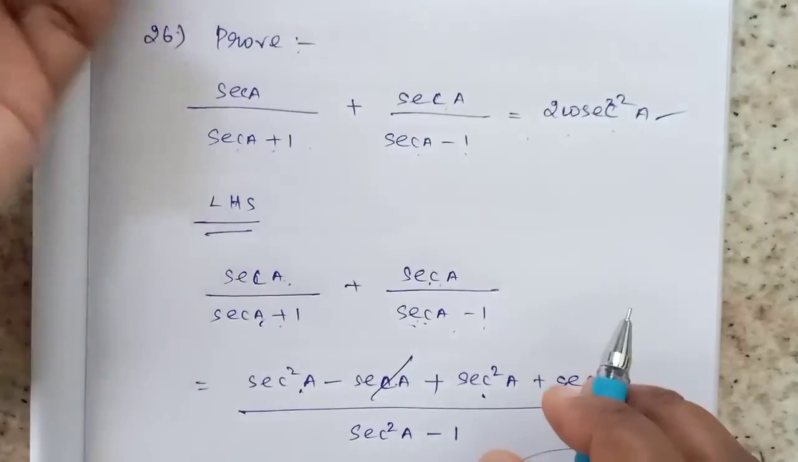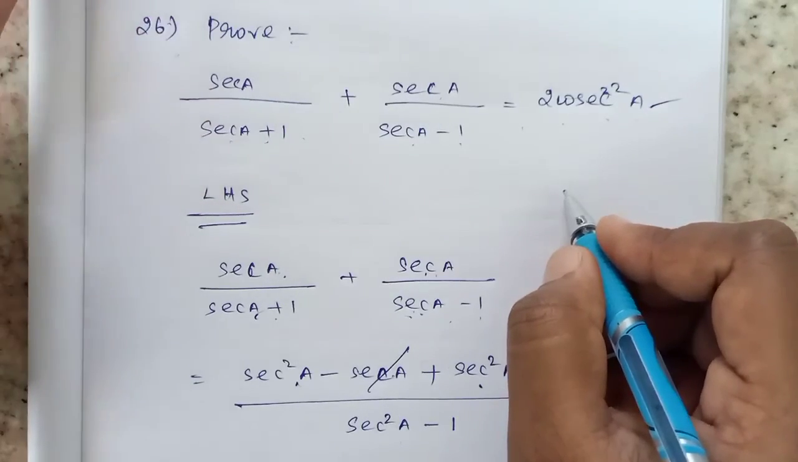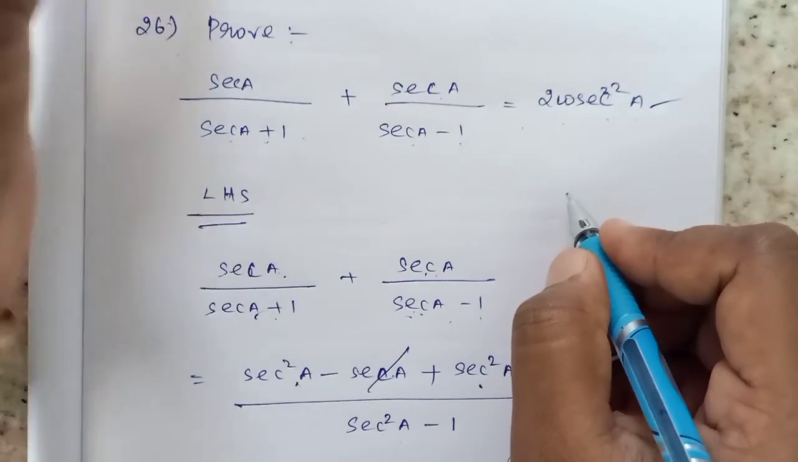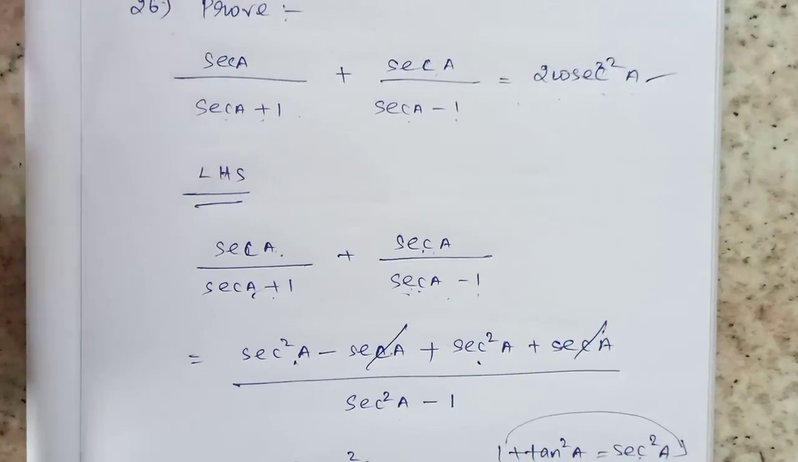So you have to mug up those identity formulas and the reciprocal formulas. These and all we have in the description box. I gave that link, the trigonometry introduction link. You go through that also.